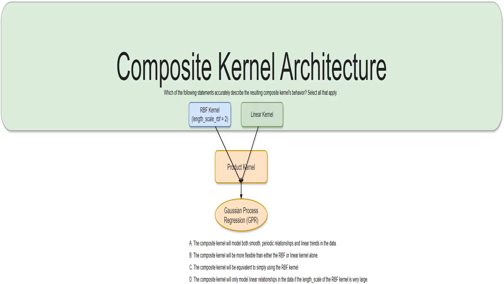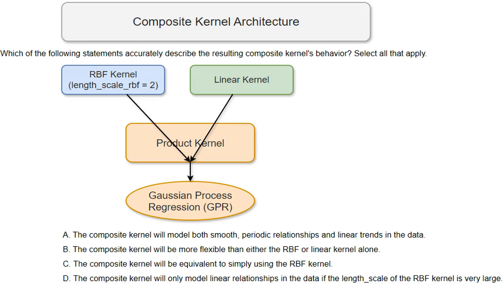I use a linear kernel to model strictly linear relationships in data. I represent these relationships as a straight line. It directly captures relationships proportional to input variables. I combine the RBF and linear kernels. The overall composite kernel captures both linear and nonlinear behavior, resulting in a more flexible model than either kernel alone.